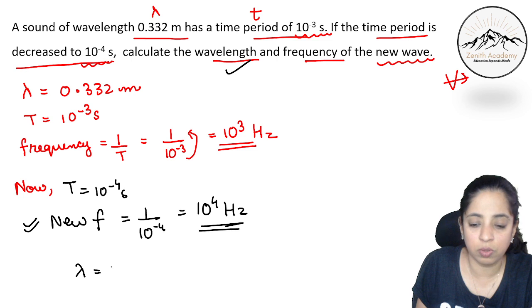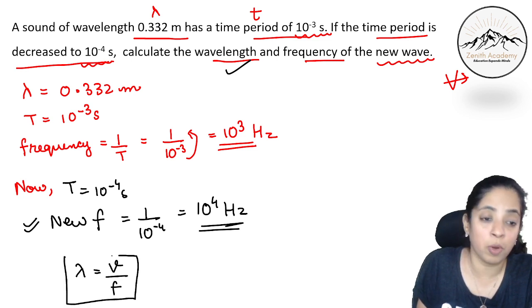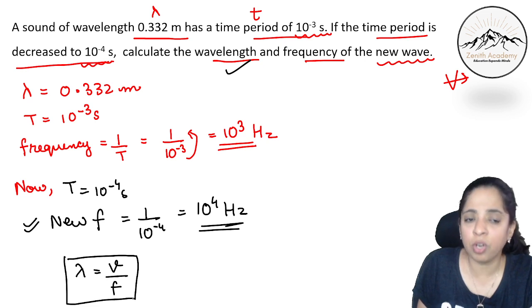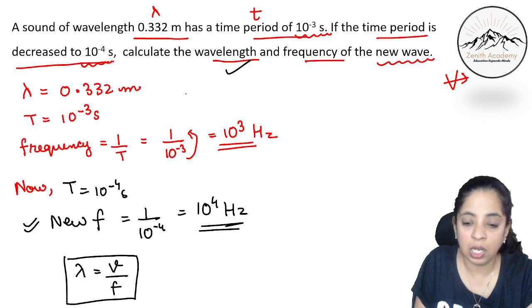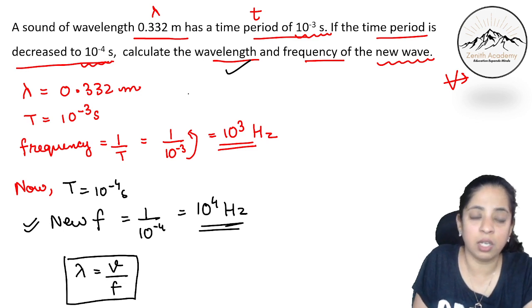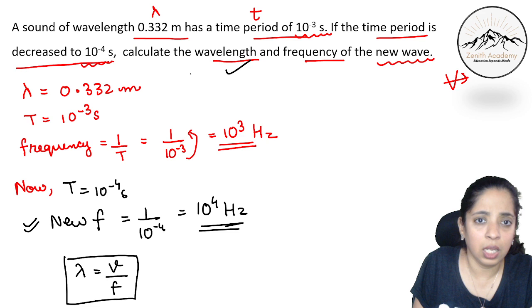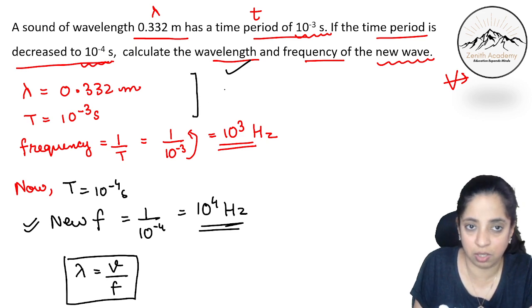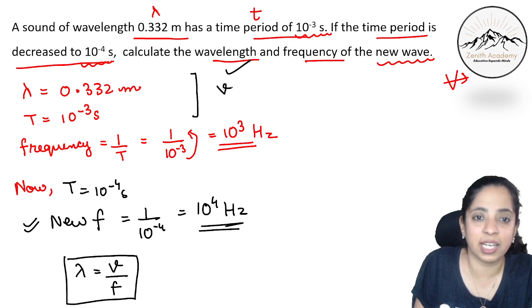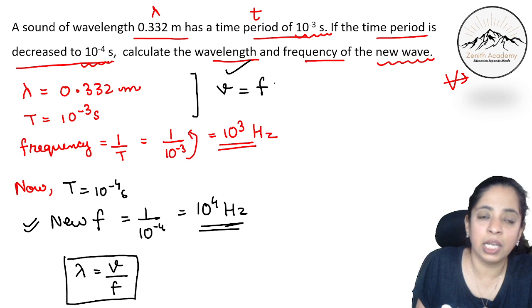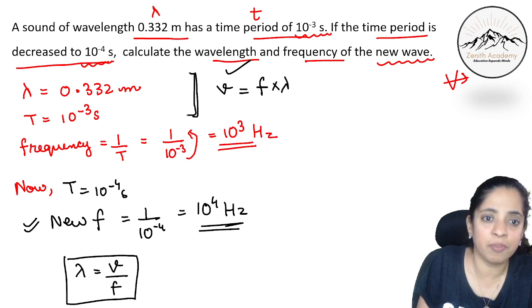Now for wavelength, what is the formula that we will use? Wavelength is equal to velocity upon frequency. But velocity we don't know. So first we will have to find the velocity. So let's find the velocity here. Now you see this. Velocity of the same wave will not change. So how do we find velocity? Velocity is frequency into wavelength.